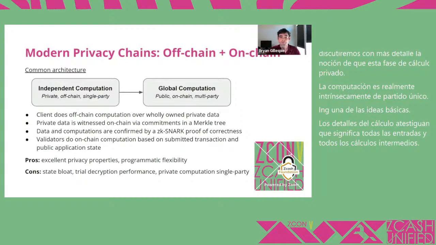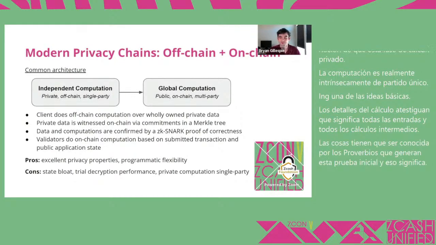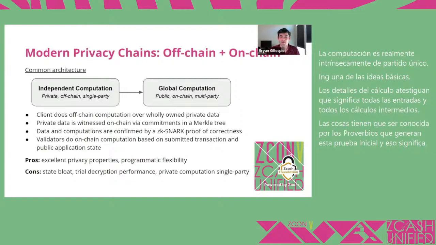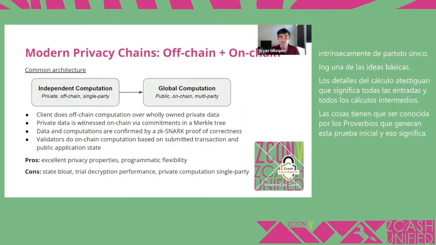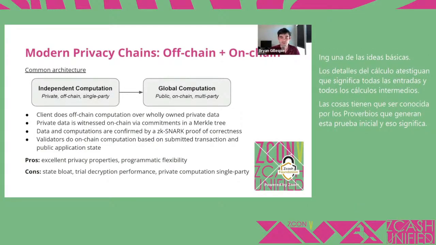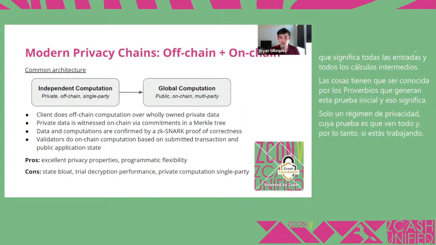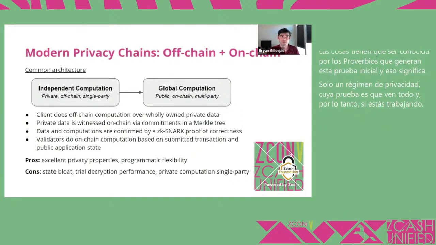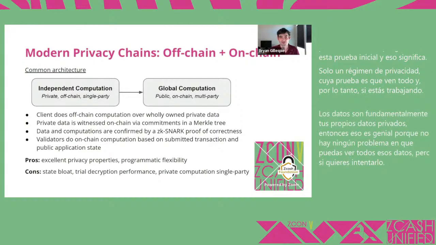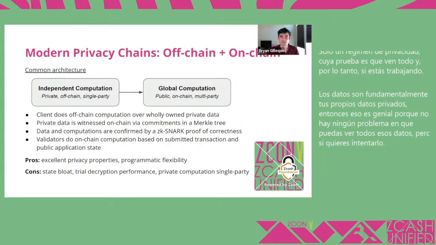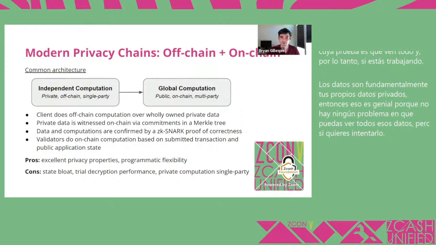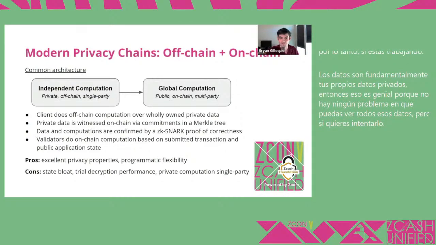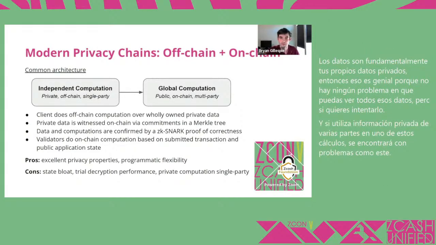And that means that there's only one privacy regime for the prover, which is they see everything. So if you're working over data that's fundamentally your own private data, then that's great, because there's no problem with you seeing all that data. But if you want to try and use the private information from multiple parties in one of these computations, you run into trouble. This is not what ZK snarks are designed for in their basic form.